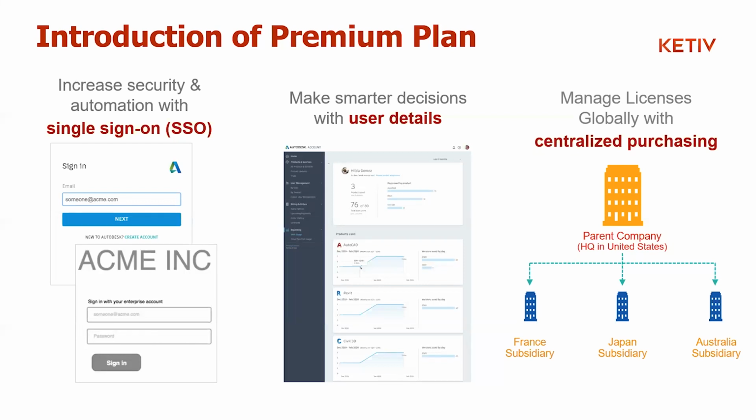And over on the right, for customers who have international locations, the premium plan does allow for global centralized license purchasing and license management, essentially allowing their centralized headquartered parent company to purchase and manage all of the licenses from a centralized location and assign licenses to users anywhere in the world.